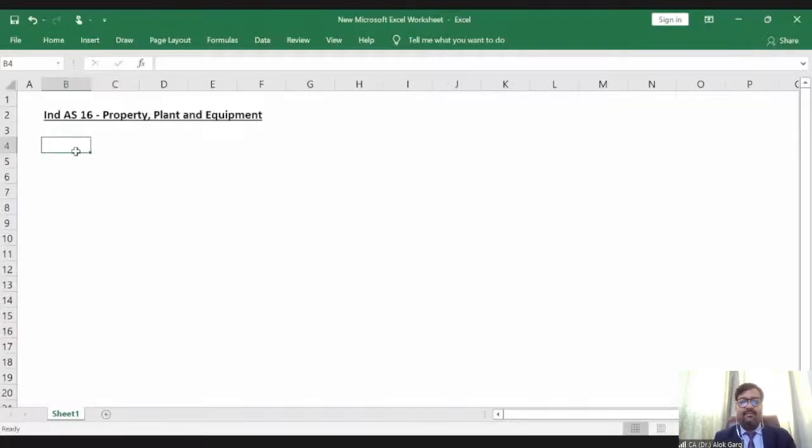So coming to the definition of PPE, and guys, the definition of PPE is very, very important, right? So let me move you guys on to the Excel file, and I hope my Excel file is visible to everyone. So friends, we have discussed the objective part of the standard, and we have also discussed the scope part of the standard, right?